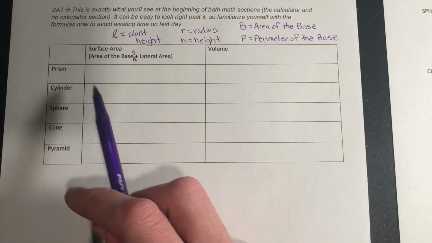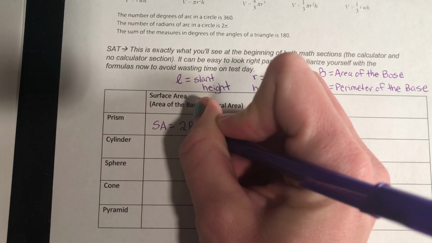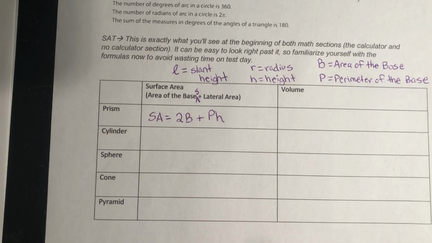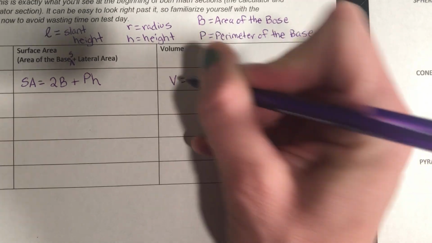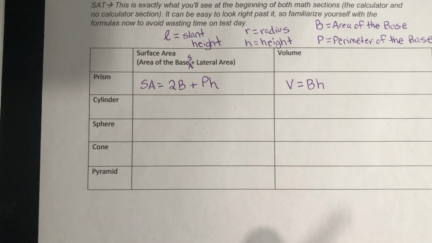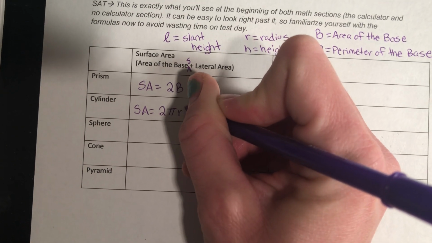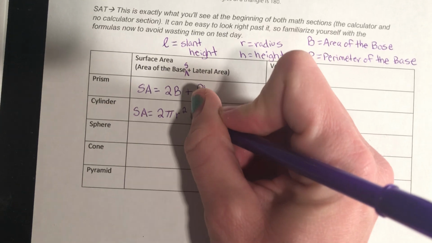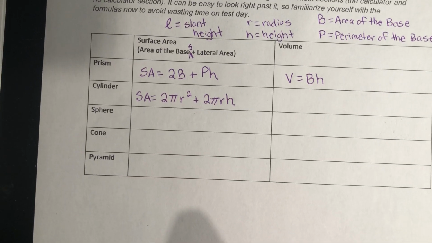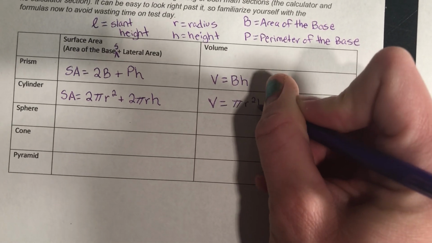All right, so surface area for a prism. SA stands for surface area. Surface area is going to equal 2 times the base plus perimeter of the base times the height. All right, volume of a prism. V is going to stand for volume. It's going to be the area of the base multiplied by the height. All right, for a cylinder, surface area is going to be 2 pi r squared, the area of the bases, plus 2 pi r h, and that's the lateral area of a cylinder. Volume of a cylinder is going to be pi r squared multiplied by the height.